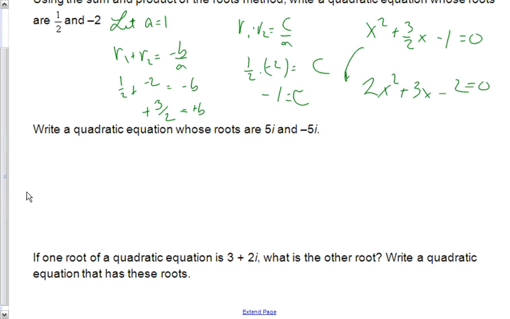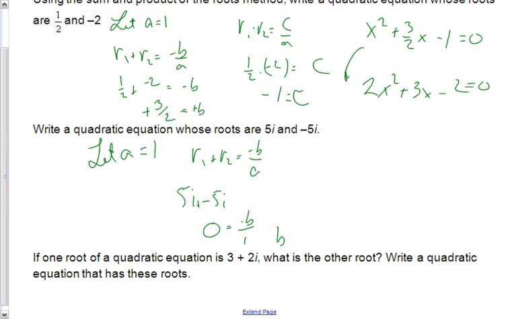Now, let's talk about imaginaries. This is why we like it. Look what happens when we talk about imaginaries. Well, we'll use the same product and sum of the roots. We'll let a equal 1, because I have no idea what to go with, right? So if I add the roots together, root 1 plus root 2, it's negative b over a. Well, 5i plus negative 5i is 0, equals negative b over 1.